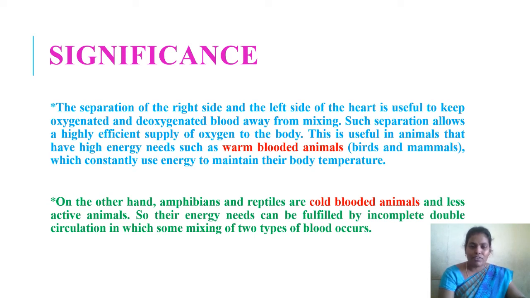Here we have to know what is meant by warm-blooded animals. Warm-blooded animals are the animals which maintain their body temperature constantly. That means whatever temperature is present in their surroundings, they maintain their body temperature at normal levels only. On the other hand, amphibians and reptiles are called cold-blooded animals.